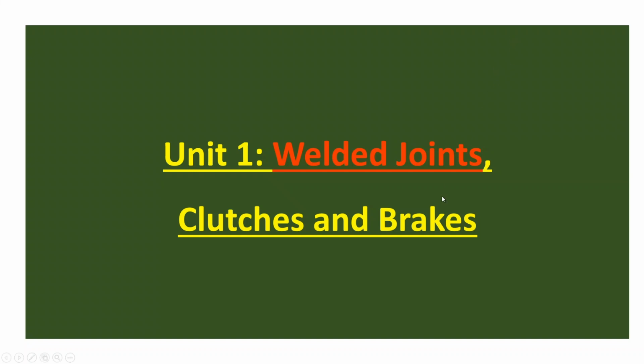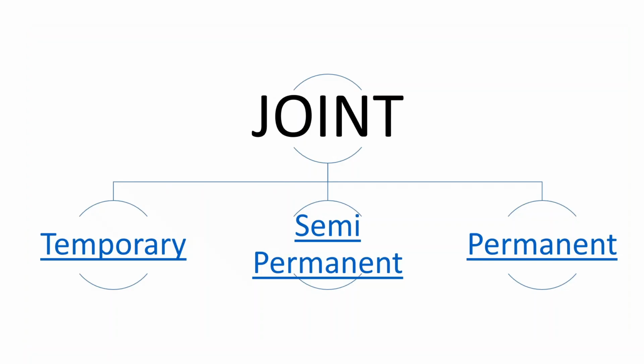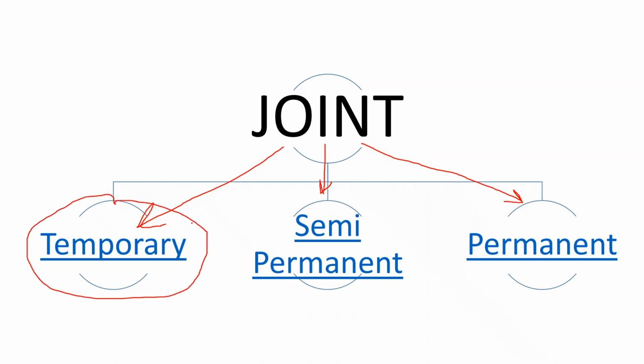So before we start with the welded joints, let's see how many types of joints there are. As you can see in this slide, there are three different types of joints. The first one is the temporary joint, the second one is the semi-permanent joint, and the third one is the permanent joint. Now, first of all, let's talk about the temporary joint. A temporary joint is a joint that can be dismantled without breaking the assembled part.